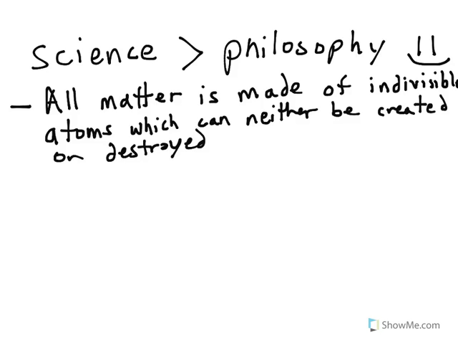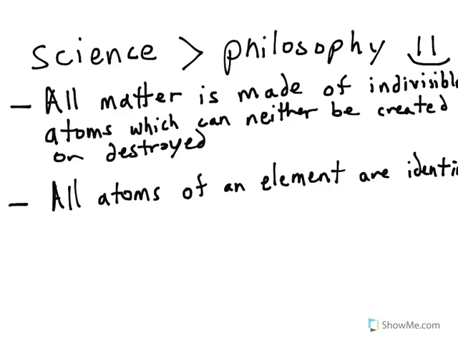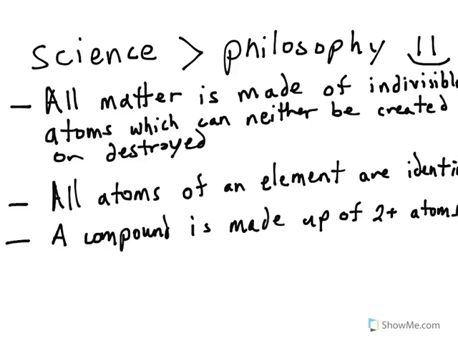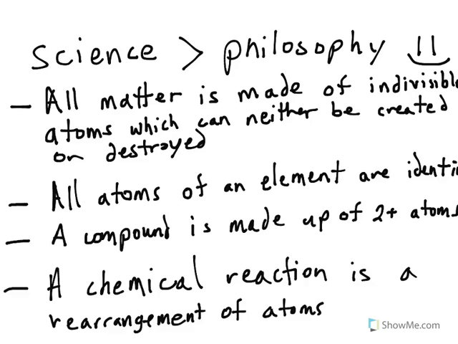All matter is made of the smallest indivisible particle, called an atom, which can neither be created nor destroyed. All atoms of a given element are identical in mass and properties. A compound can be formed by the combination of two or more atoms. And lastly, a chemical reaction is a rearrangement of atoms. Not bad for the 19th century.